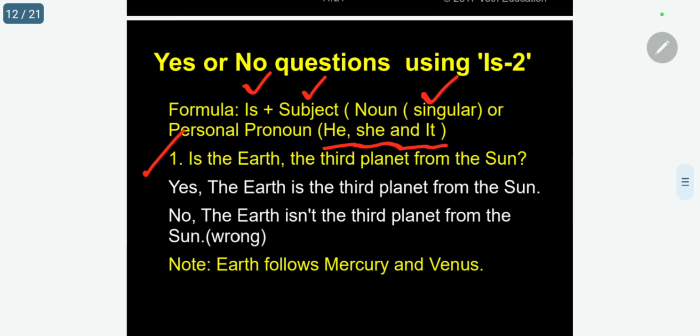Example number 1, first question. Is the earth the third planet from the sun? Answer is yes, the earth is the third planet from the sun. Other possibility, negative: No, the earth is not the third planet from the sun. Wrong. So the question is wrong. Note here, earth follows Mercury and Venus.